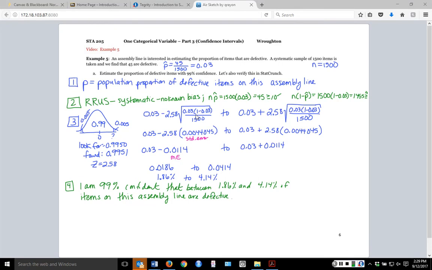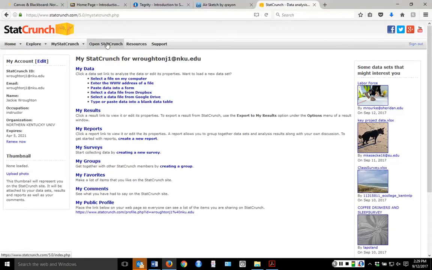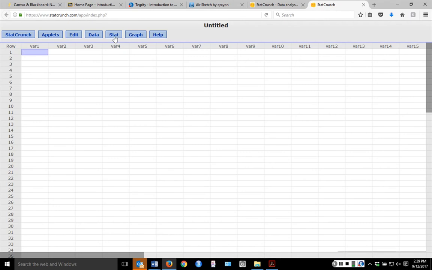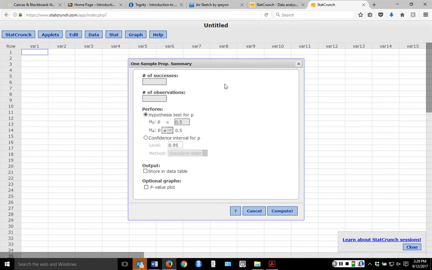So that's our confidence interval. Now let's verify that in StatCrunch. So we just pull up StatCrunch. We don't need to enter any data or anything. We're just going to open it. We go to our Stat, Proportions, One Sample, With Summary.